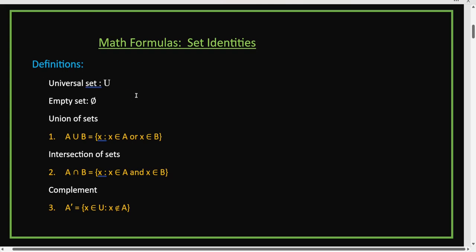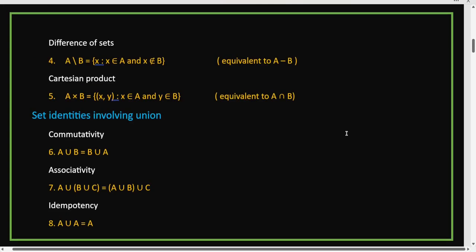These are all normal set notations: the universal set U, empty set phi, union of sets, intersection of sets, complement of sets. They're all described in set builder form like this. Difference of sets, A backslash B, is equivalent to A minus B. This is written as x belongs to A and x does not belong to B. This is the Cartesian product A cross B, that is (x, y) where x belongs to A and y belongs to B.